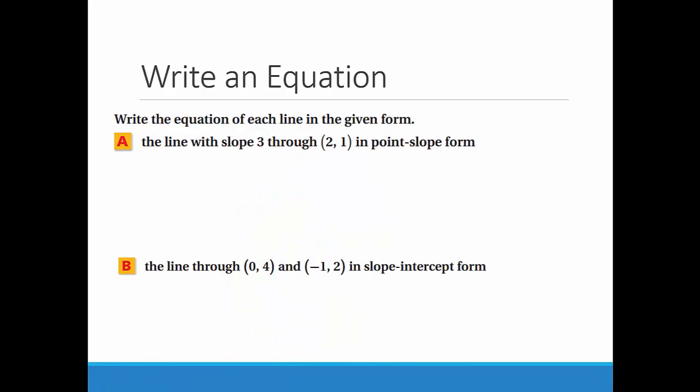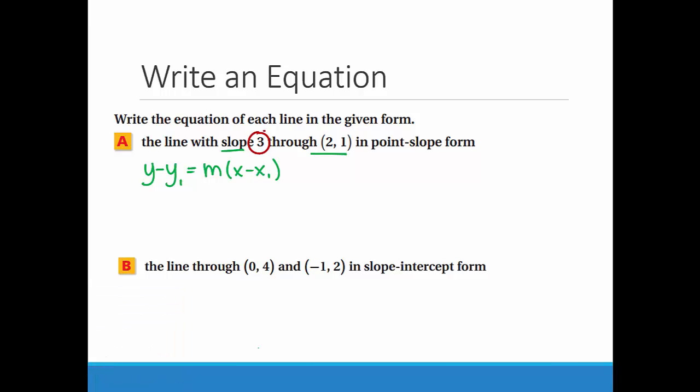So now let's use those. Write an equation of a line with the given information. A line with a slope of 3 through the point 2, 1 in point-slope form. So they give us a point and a slope. So we're going to use point-slope form. y minus y1 equals m times x minus x1. And then plug stuff in.